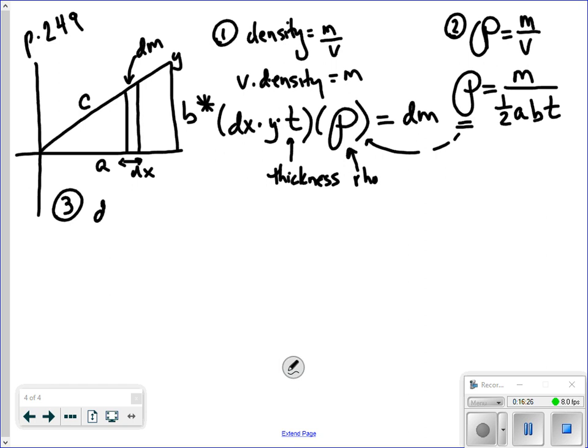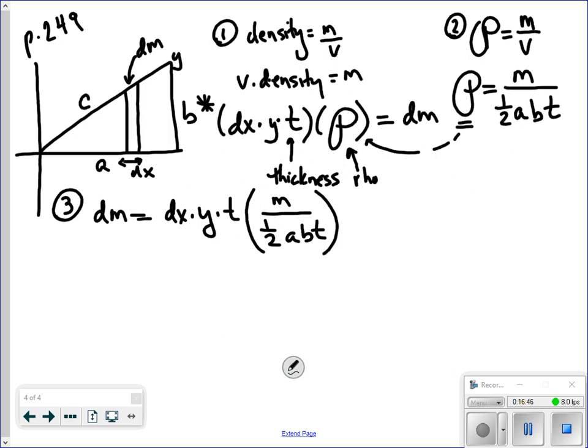All right, so we're dealing with this expression, the dm expression from number 1. And I'm going to put in dx times y times the thickness. Then I'm going to substitute for rho. I'm going to get rid of that density one, and I'm going to at least try to start simplifying some of these. What that does is it also gets rid of the thickness. So if you're thinking, okay, this doesn't seem to be too much better quite yet, just again, bear with me.